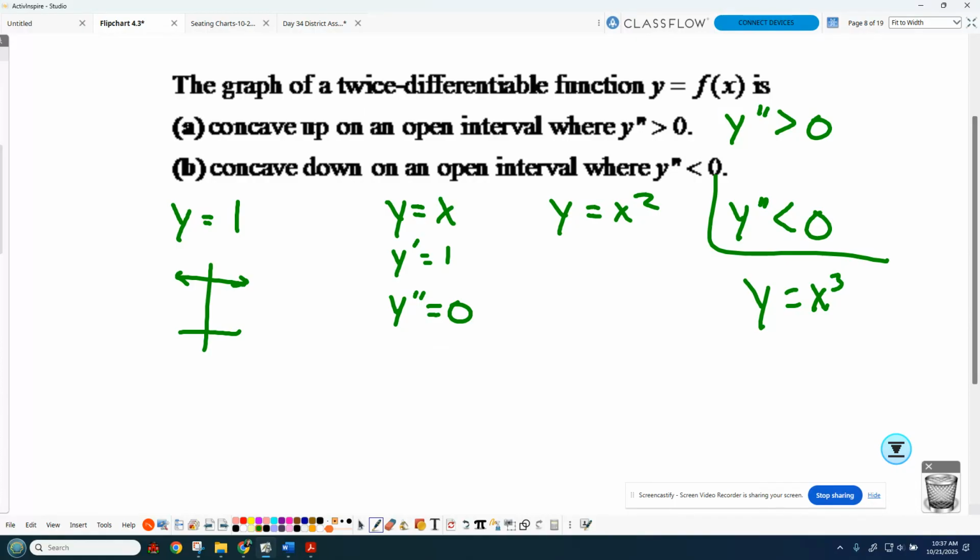Y equals x squared, critical point at 0, double derivative is 2, double derivative is positive, it should be concave up the whole time. I know what it looks like. Swoop, concave up all the time, happy face, makes a cup, whatever.